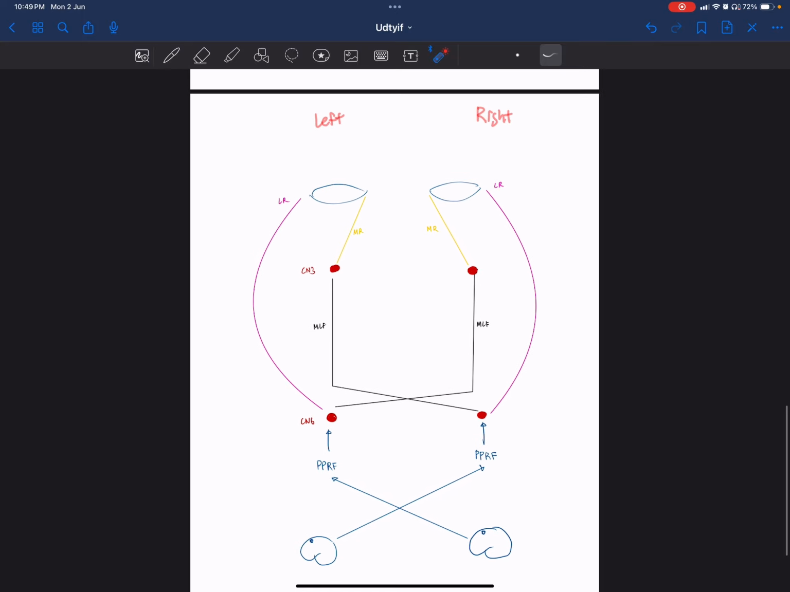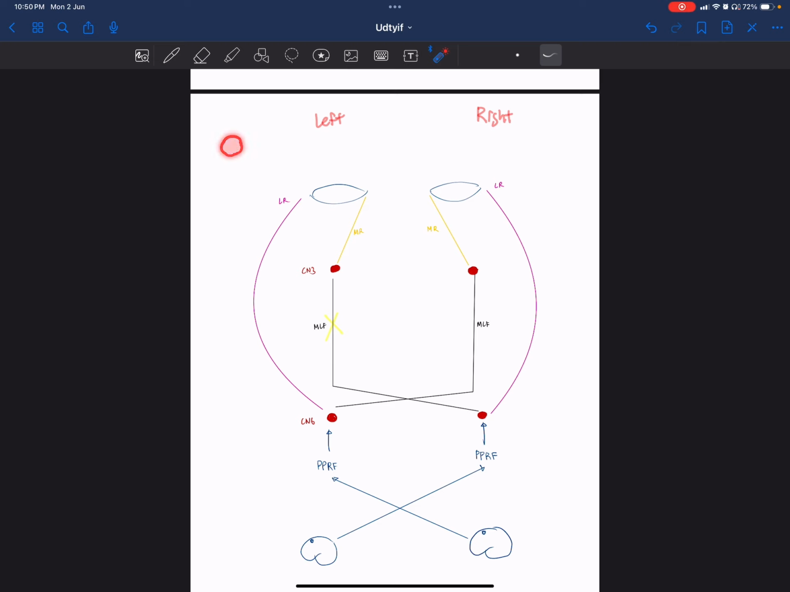Now, say for example, some left problem is there. Left MLF syndrome or whatever, something is causing damage to the left medial longitudinal fasciculus. So this is what we are considering. Now, say your eye wants to look in the left direction. Your brain wants your eye to look in the left direction.